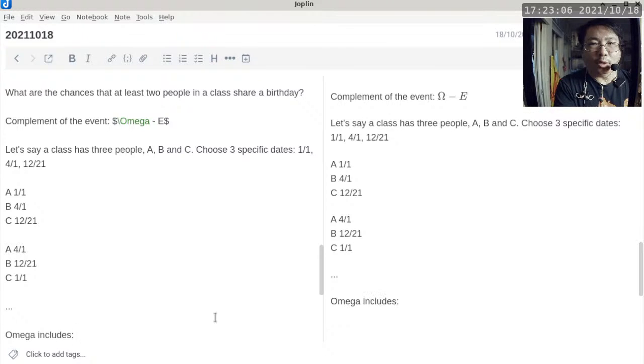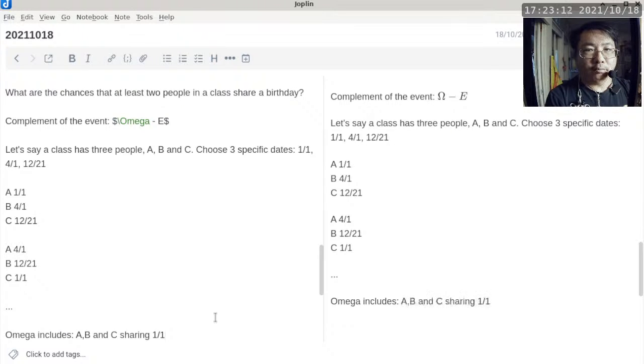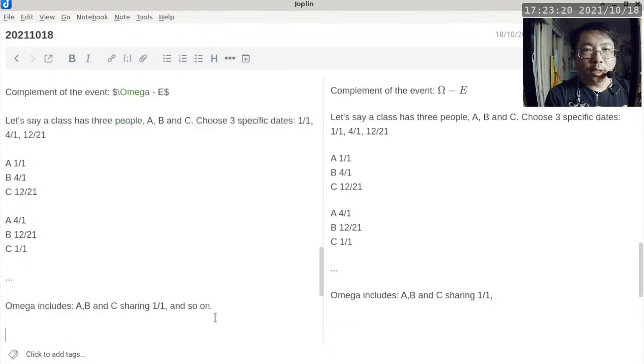includes the following. It includes A, B, and C sharing New Year's Day, and so on. In this case, I think it becomes clear that ordering is important, because who gets New Year's Day, who gets April Fool's Day, and who gets winter solstice does make a difference. All of those are counted differently. There are 6 ways to arrange these 3 specific dates that we have chosen.